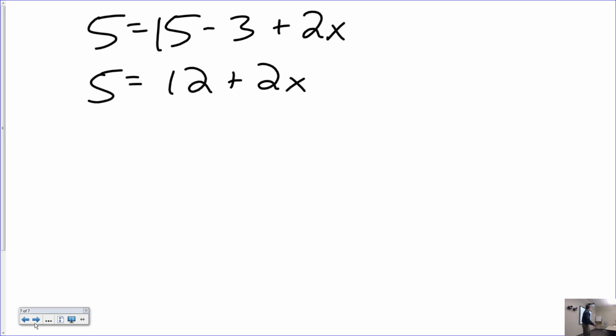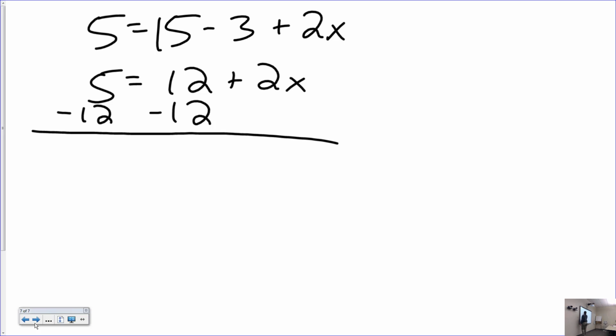Now what do I do? Subtract 12. Again, be careful, right? The 2 is over here with the x. That's what we want to get by itself. Now you got to be a little bit careful with this, right? What's 5 minus 12? Negative 7 equals 2x. Be careful with the minus signs, right? If you owe somebody $12 and you got $5 in your pocket, you're still $7 in the hole, right? Now what do I do?